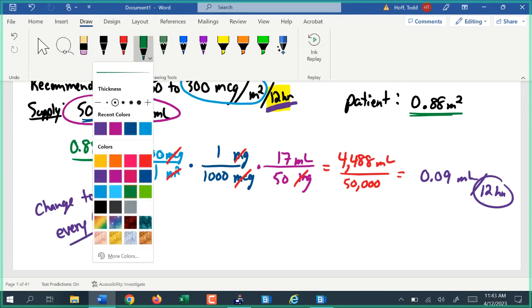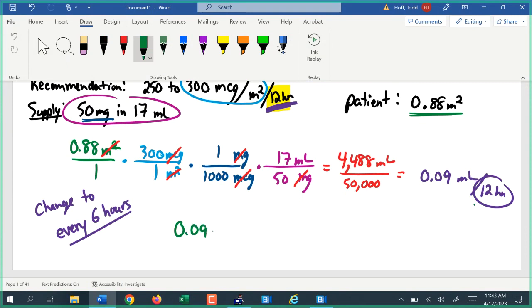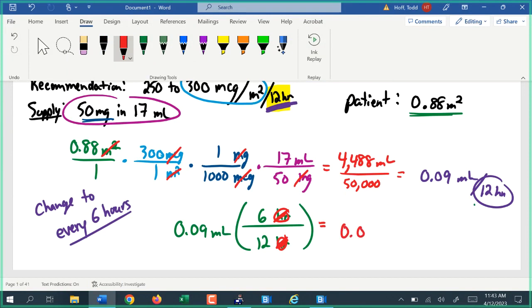So we take that calculated dose, 0.09 milliliters, and then remember what it's calculated off of goes on bottom. That's 12 hours that it's calculated off of. And then what we're changing it to goes on top. We're changing it to 6 hours. And also remember that we talked about when we did these titrations, these two units have to be the same, and they are, so they'll cancel out. So we do the 0.09 times 6 divided by 12, gives us 0.045 milliliters, and this is now every 6 hours. So that is half of our solution.